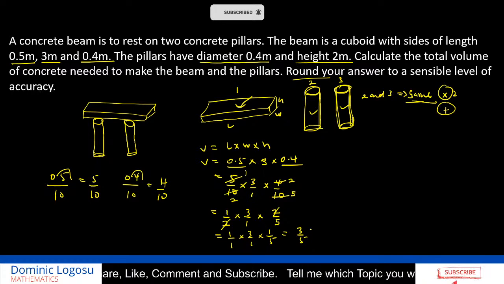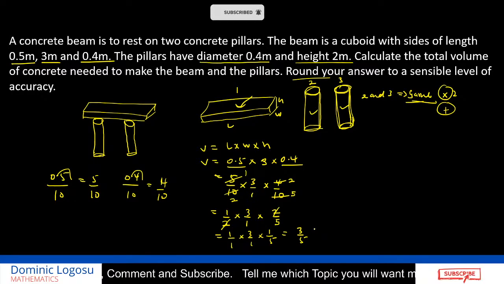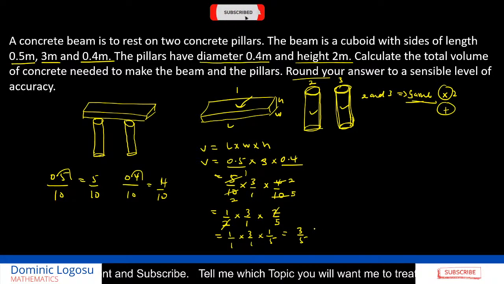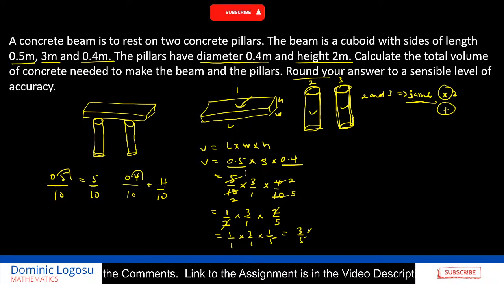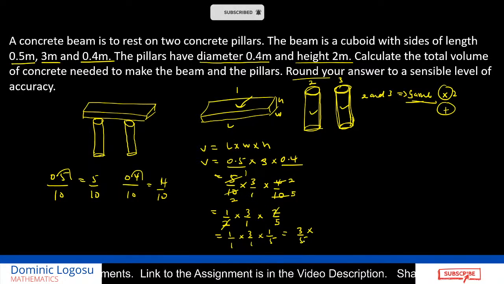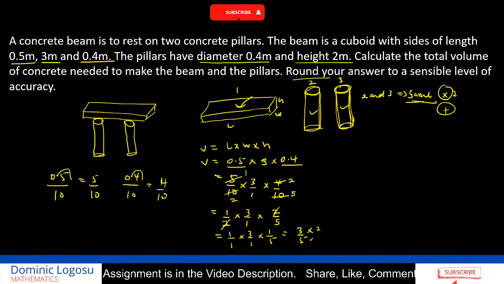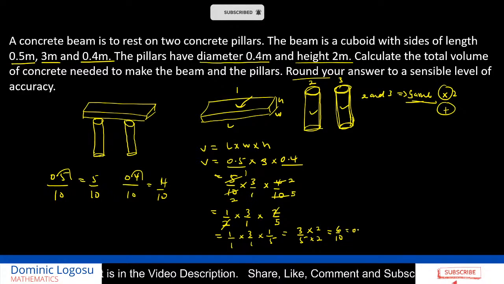Now 3 over 5, you can decide to change it to decimal or leave it this way. I would prefer to change it to decimal because it's easy to work with. Nevertheless, they are saying that you should round your answer to a certain level of accuracy, which means that if you are going to do rounding, you can't round numbers in fraction form. You have to change to a decimal. Changing this basically means that we have to change the denominator to a multiple of 10. If I multiply this by 2, I should get 10. So this will give me 6 over 10, which is the same as 0.6.